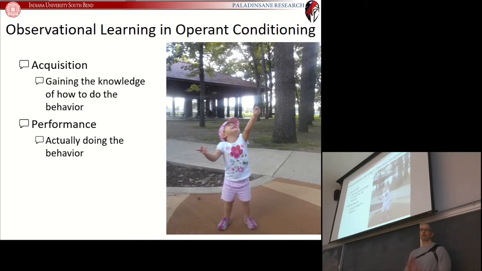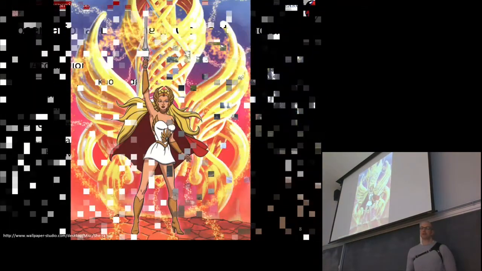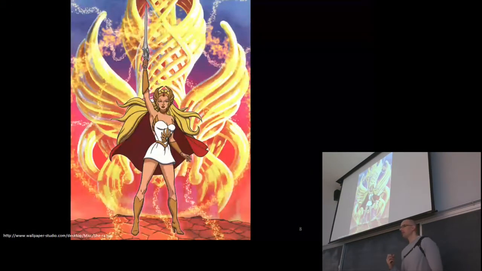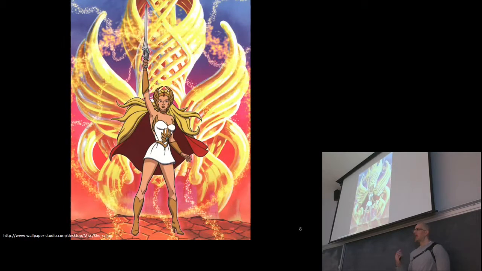So in observational learning, you have to acquire the knowledge, and then you also have to perform the behavior. In observational learning and operant conditioning, we took a look at the factors that affect whether or not you acquire the knowledge, and also the factors that affect whether or not you perform the behavior. And we're going to apply this to try to understand what happened to Isabella when she was 1.5, because she clearly modeled the behavior of Shira.